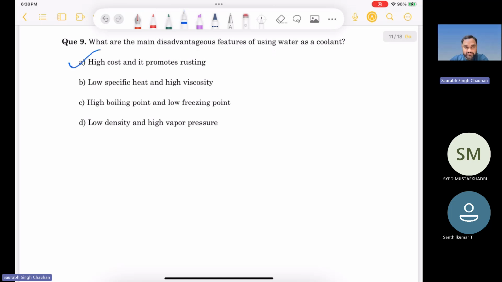It promotes rusting. So in your cooling jackets or water jackets, rusting can be there. So maintenance will be required from time to time. Or what you can do, you can add some additives which can reduce the chances of rusting.